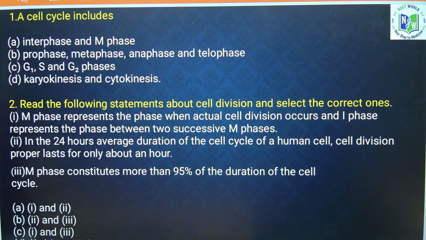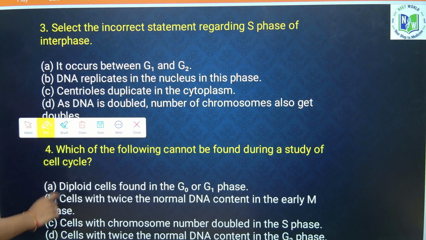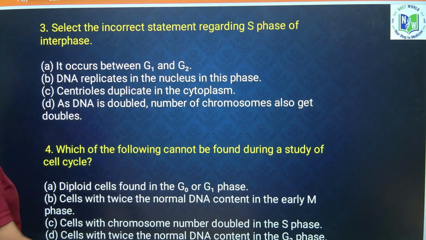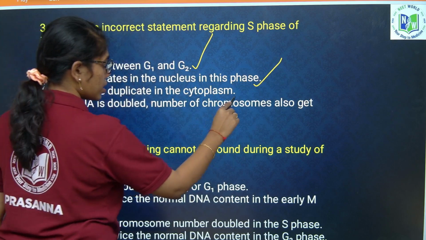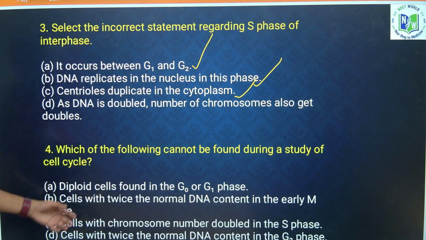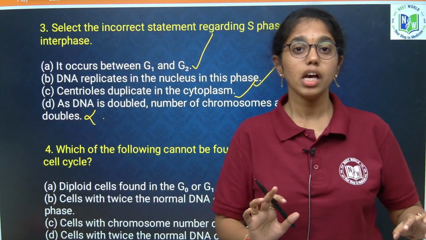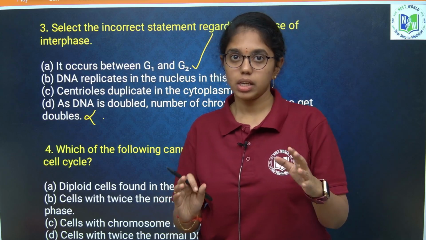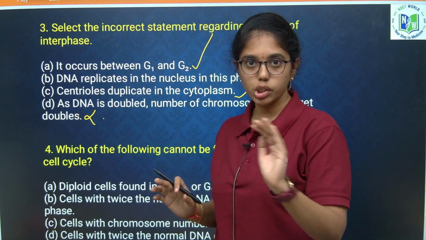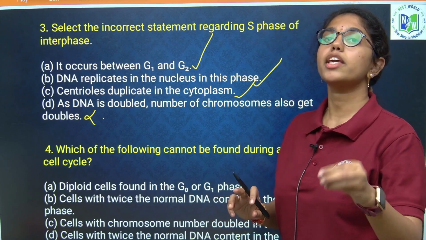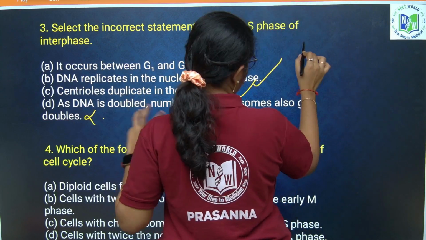Next, select the incorrect statement regarding S phase of interphase. It occurs between G1 and G2, correct. DNA replication in the nucleus in this phase, yes. Centriole duplication in the cytoplasm, true. As DNA doubles, number of chromosomes doubles, wrong. You will see no chromosome appearance in S phase. Chromosome appearance starts in the prophase, and complete condensation of chromosomes happens in the metaphase. In S phase you will not see any chromosome number. To make it clear, only DNA content doubles but not the chromosome number.